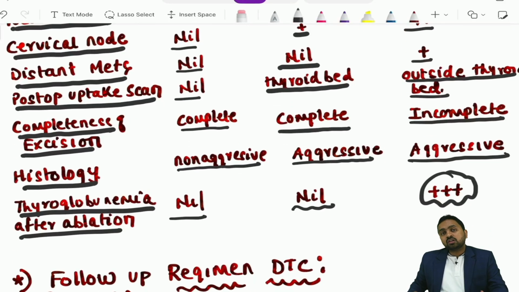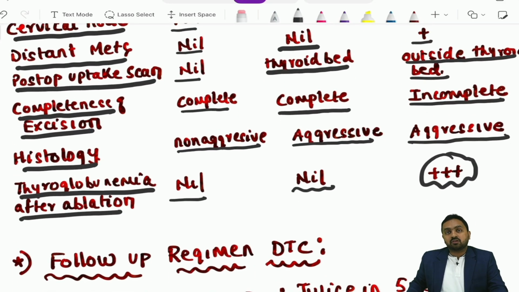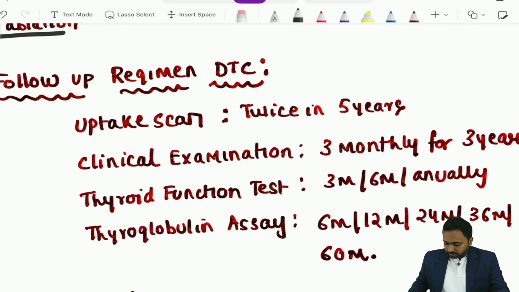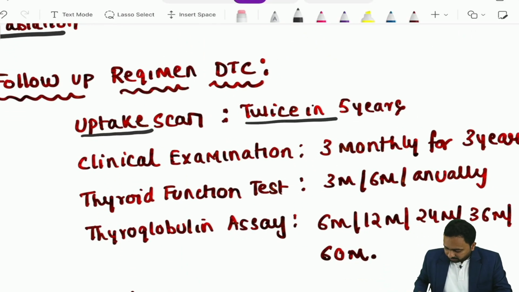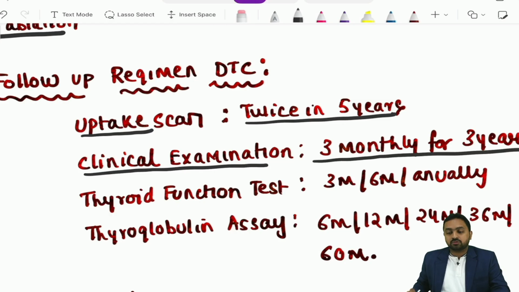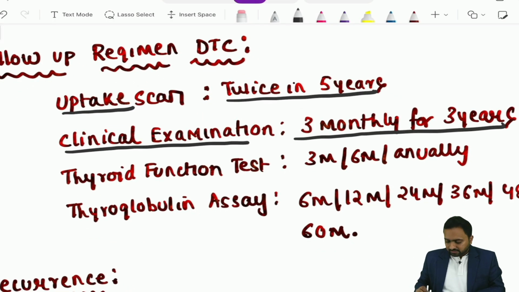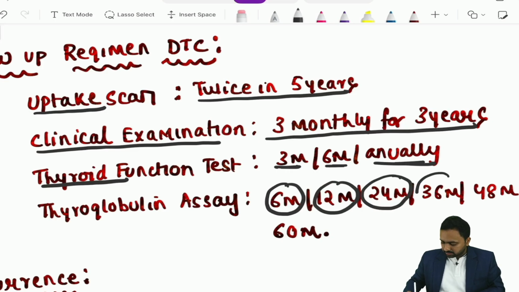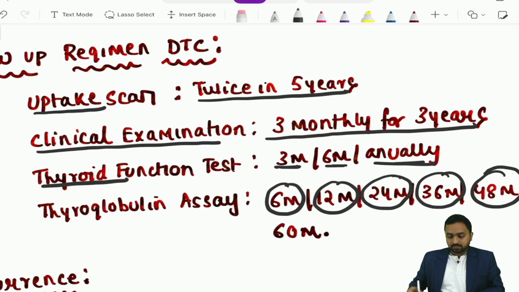Now, what are the various follow-up regimens of differentiated thyroid carcinoma? For the uptake scan, you do it twice in 5 years. For clinical examination, you would do it 3 monthly for 3 years. Thyroid function tests are done at 3 months, 6 months and annually, and you have the thyroglobulin assay, which is done at intervals of 6 months, 12 months, 24 months, 36 months, 48 months and 60 months.